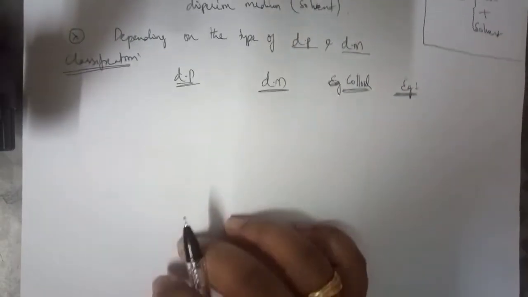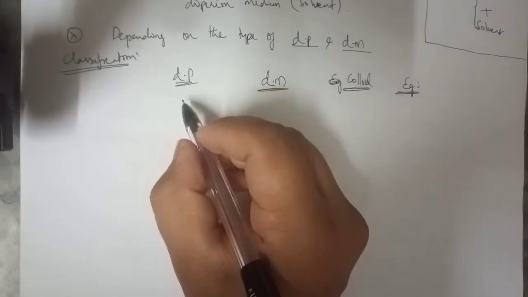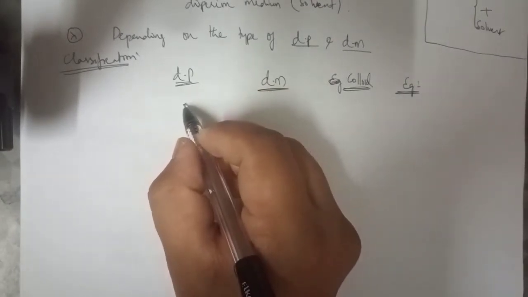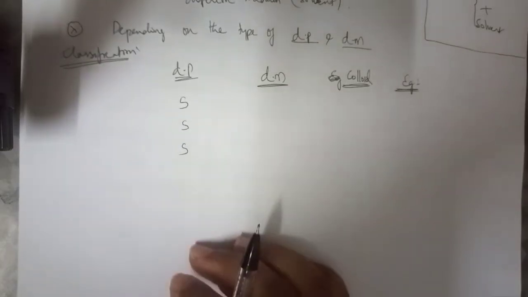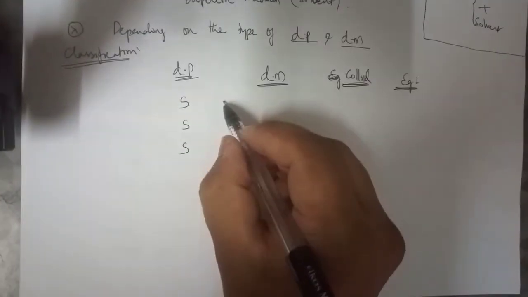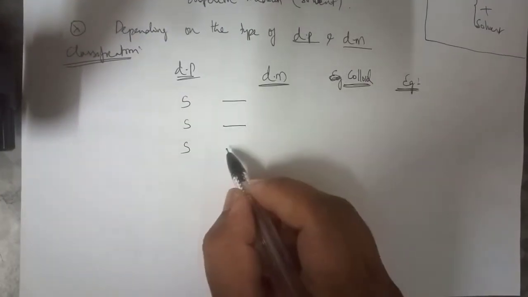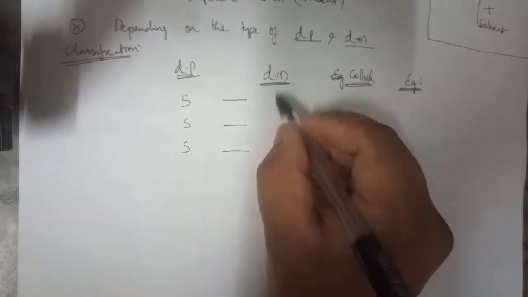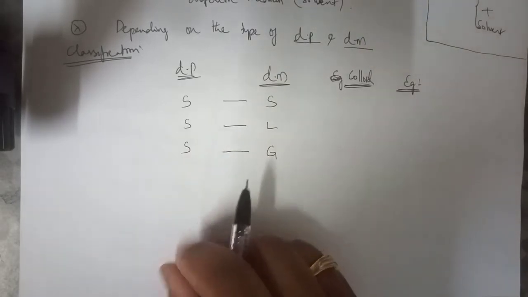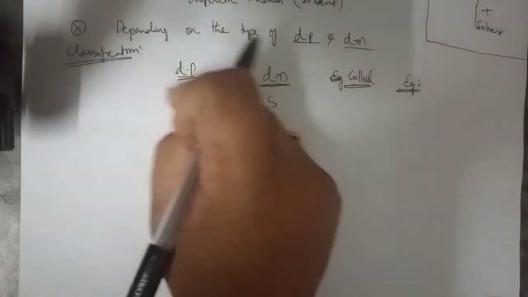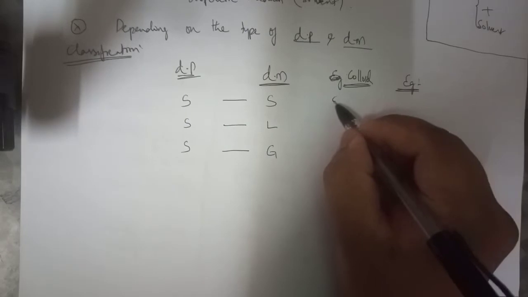Fine. So let's write for DP, let's fix it like solid, solid, solid. With respect to solid, solid, solid, my DM is solid, liquid and gas. This combination we'll see. So with respect to the solid, that means the dispersed phase is solid, and the dispersion medium is solid. If both are solid, we call it solid sol.